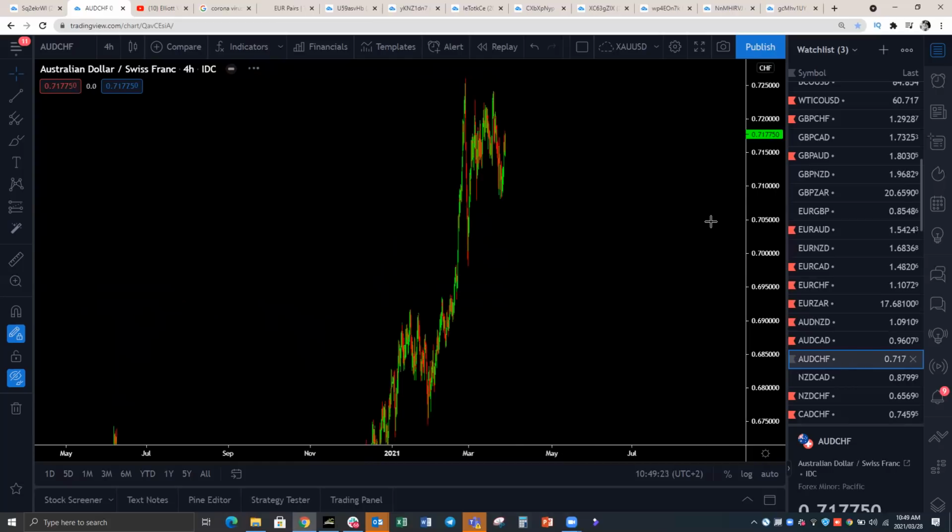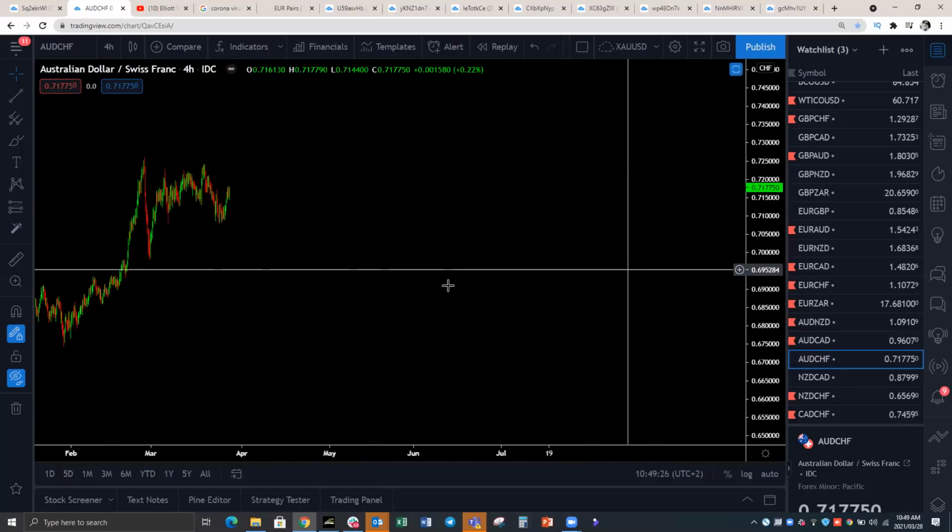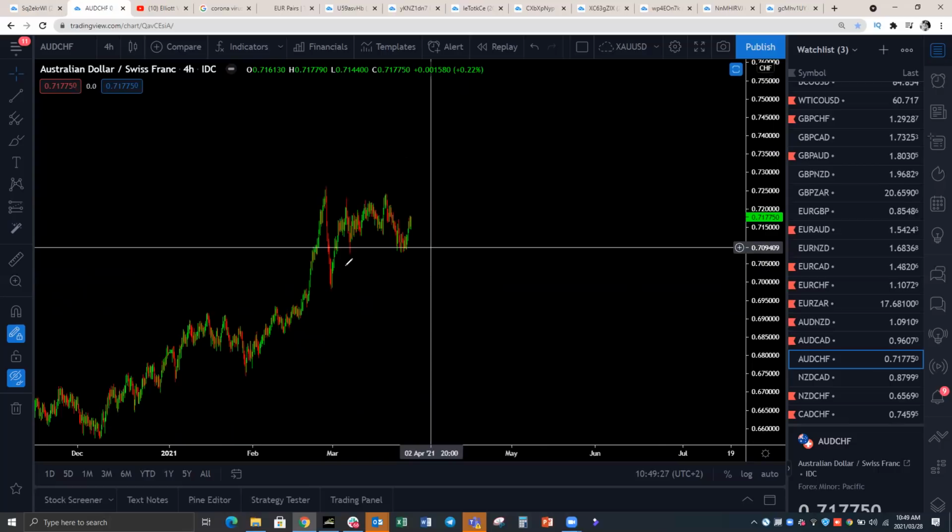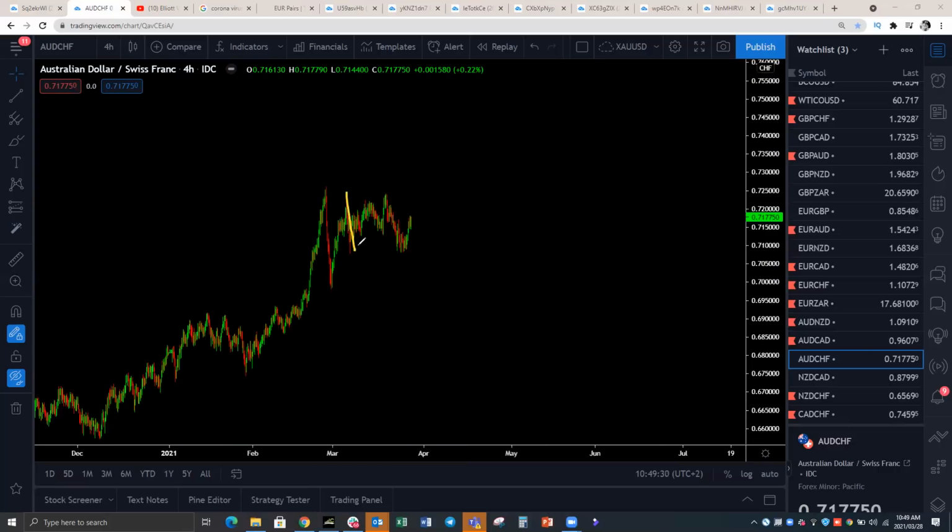AUDCHF, I've shown the bigger structures last week. The structure is simple: 1, 2, 3 here. You can see we've got a regular flat there, and then upside. Are we going to take the top here and make a move to the downside with an A, B, C corrective structure before we make a move to the upside? Let's watch this. That's a possible structure. Currently, we're making a push to the upside. Okay, that is AUDCHF.